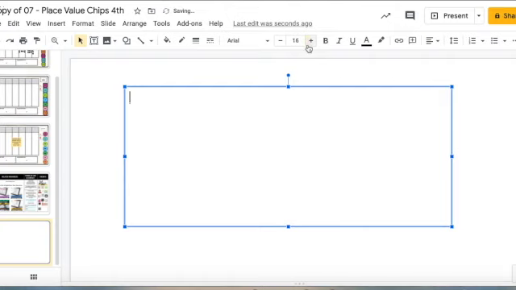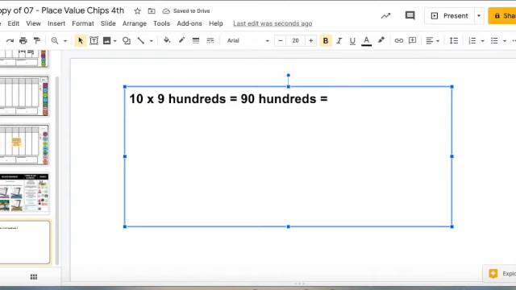It should look something like this. 10 times 900s equals 90 hundreds equals 9 thousands. Do you think that's true or not? This is going to be 10 times, how do I write 900s as a number? 900 equals 9 thousands.